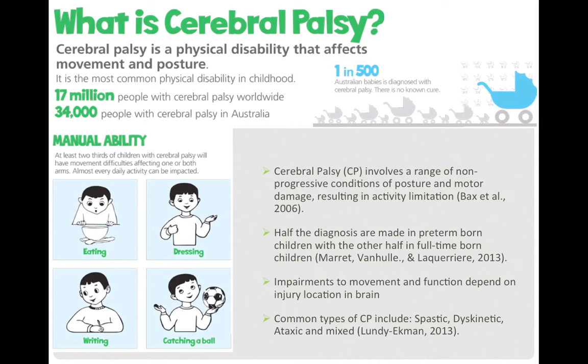This condition is classified according to the type of motor dysfunction and the injury location in the brain. Each type is defined by which part of the brain is impaired. The most common is spastic cerebral palsy, which arises from motor cortex damage and accounts for 70 to 80% of all diagnosed cases. The other main types are dyskinetic, ataxic, mixed, and hypertonic. And I'll go into further detail into these later on in the presentation.